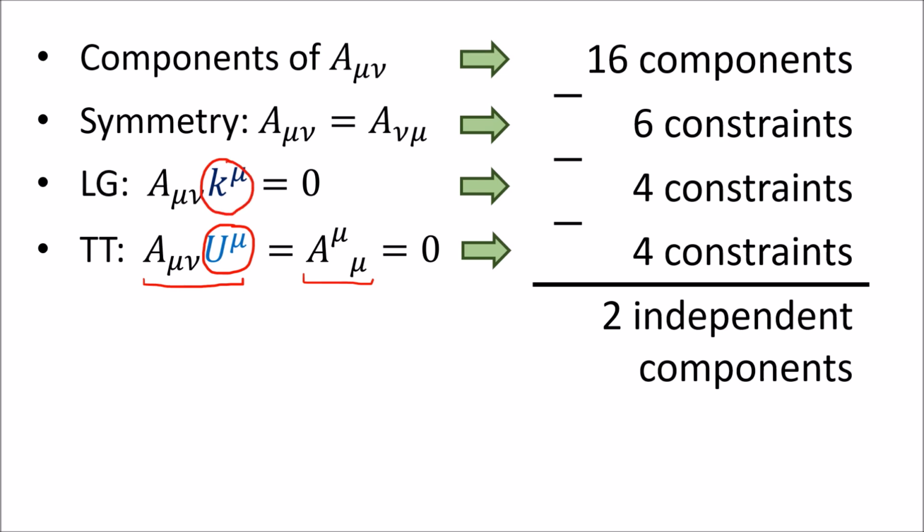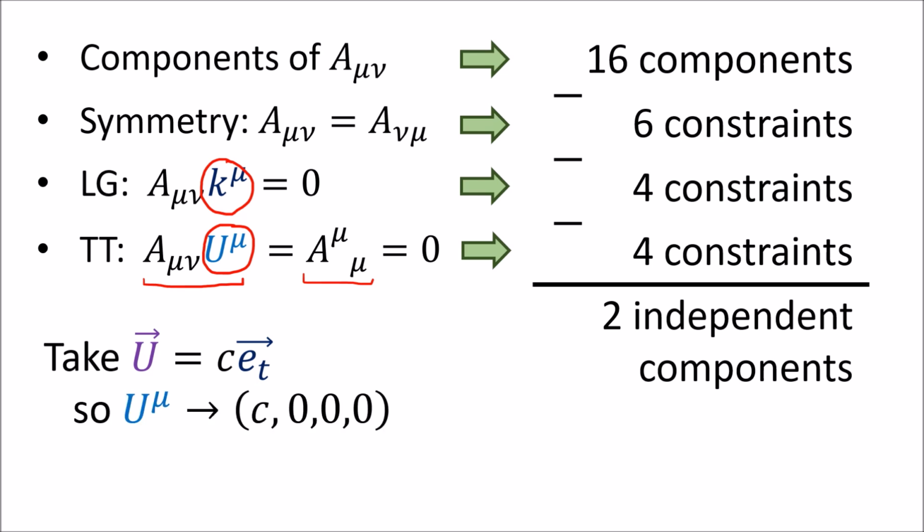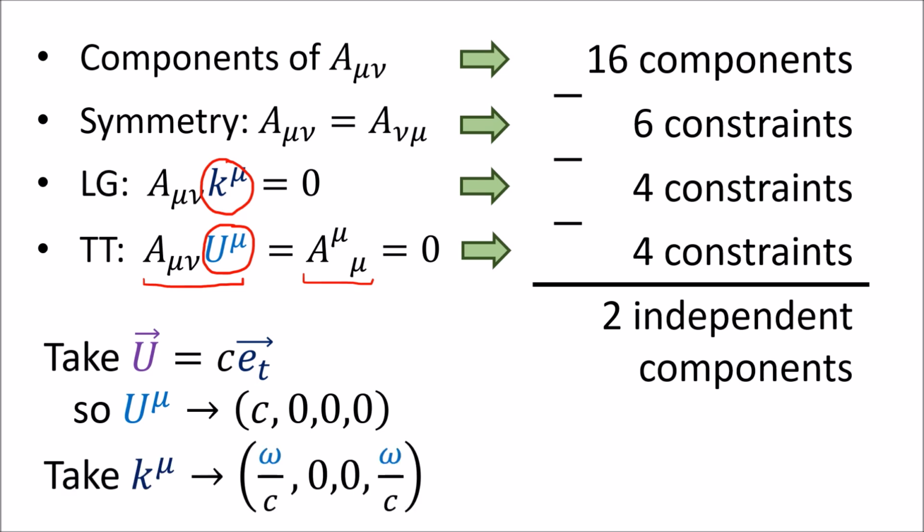To take advantage of these constraints, we actually need to pick a 4-velocity vector u and a wave vector k. We'll take the 4-velocity vector to just be the time basis vector e_t, multiplied by the speed of light c, since the 4-velocity vector always has a magnitude of c. So the time component is c, and all the spatial components are 0. For the wave vector k, we'll take a wave propagating only in the z direction. So its wave numbers in the x and y directions are 0, and its frequency in time and its wave number in the z direction are equal to each other, as required for a null covector with a 0-squared length.